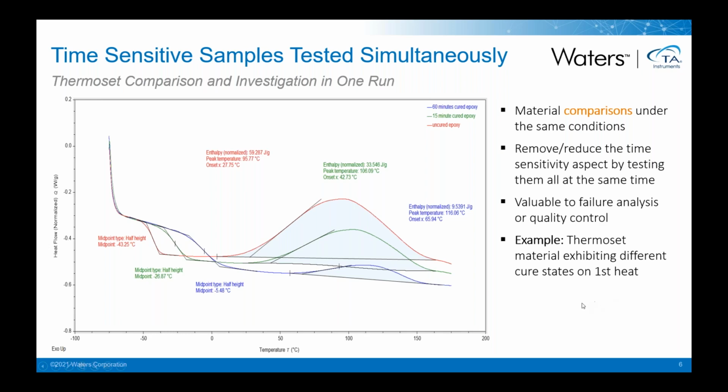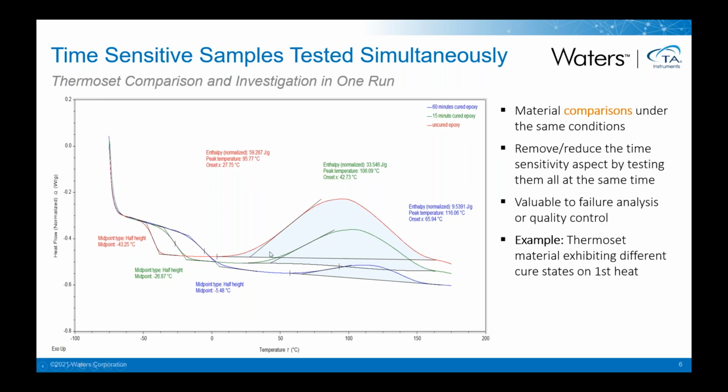And so, here in this particular example, we've taken 3 different epoxies, or the same epoxy that has been cured at various times. And so we have an uncured epoxy in the red. 15 minutes later, a 15-minute sample, allow that material to wait 15 minutes, and then allow another material to wait for 60 minutes. Place them all into the DSC at the same time and make this measurement.